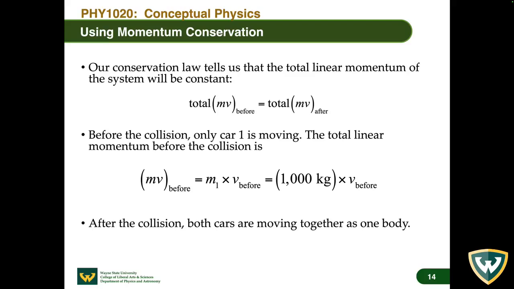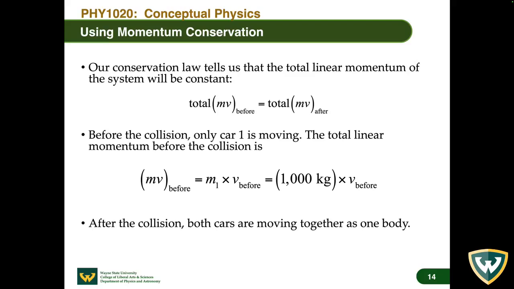Now, before the collision, only car number 1 is moving, whereas car number 2 is stopped. So the total linear momentum before the collision is just the momentum of the first car. So MV before is M1 times the velocity of that car before the collision. We don't know what that is, this is the value we're seeking, so I'm going to call it V before. So M1 times V before is going to be 1,000 kilograms times V before, 1,000 kilograms being the mass of vehicle number 1.